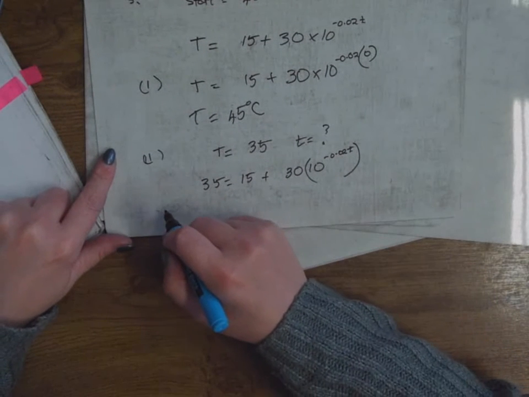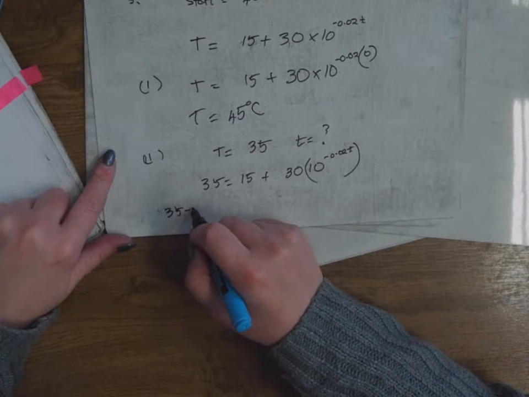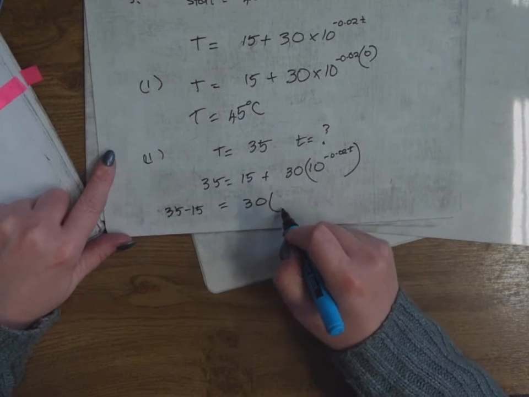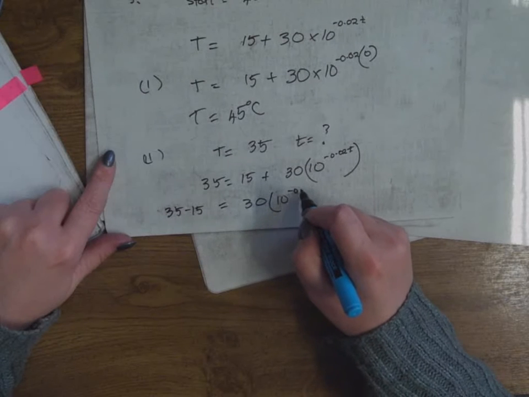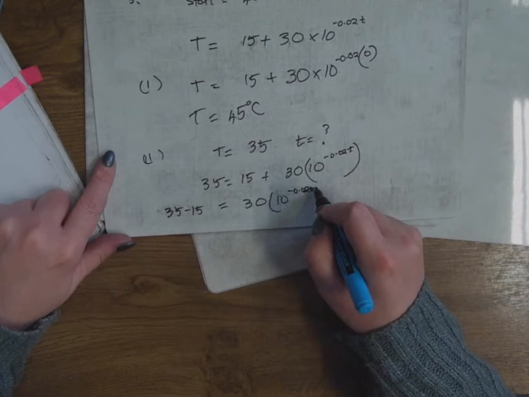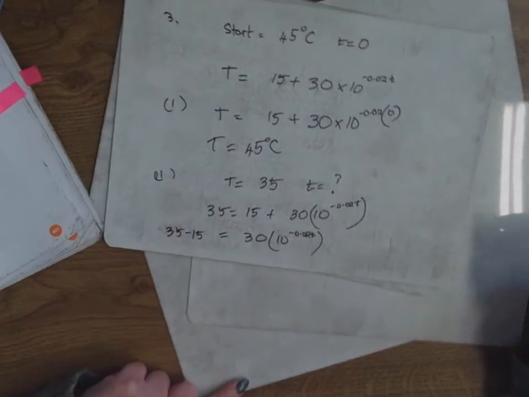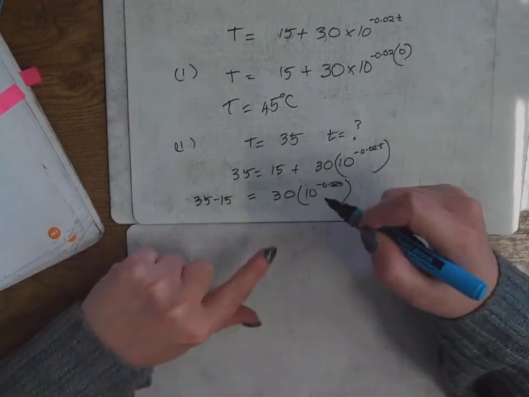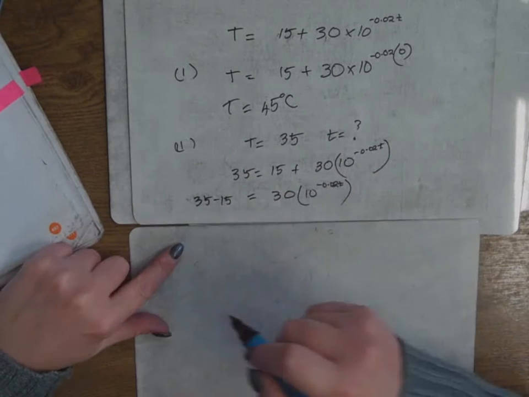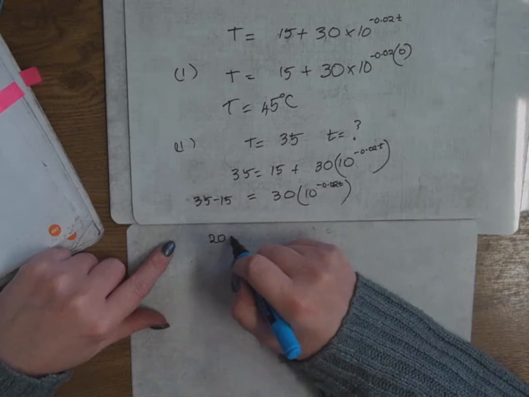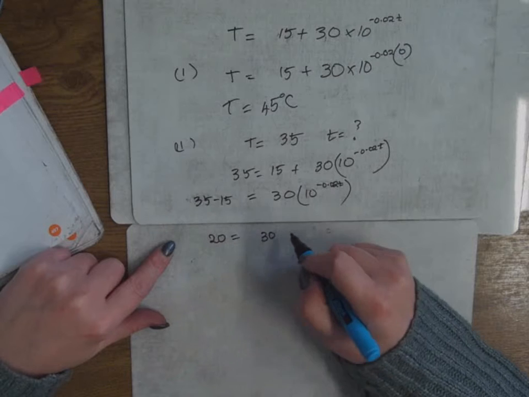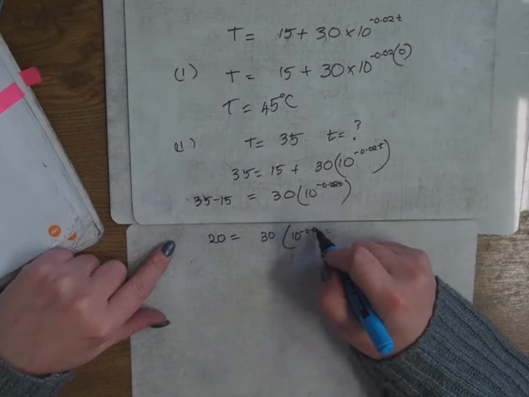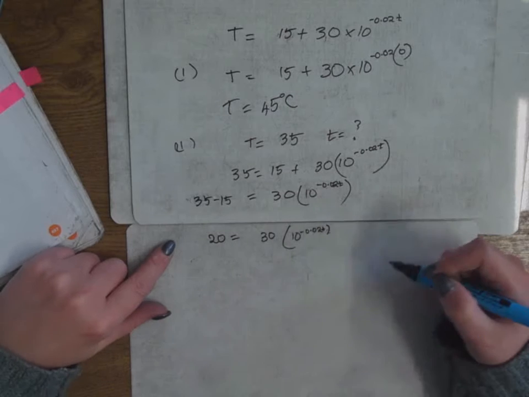First thing you do is you bring over your 15. So 35 minus 15 equals 30 times 10 to the minus 0.02 T. Is that okay? So that's 35, so I just brought over the 15 and made it a minus. So that means 20 equals 30 times 10 to the minus 0.02 T.